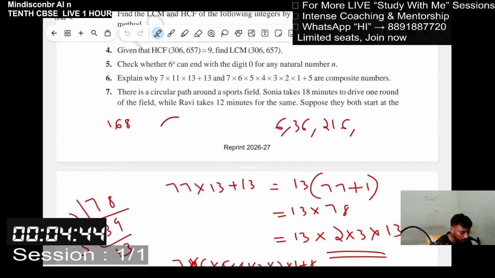There is a circular path around a sports field. Sonia starts from here and completes this rotation, taking 18 minutes to drive one round of the field, while Ravi takes 12 minutes for the same path. Suppose they both start at the same time and go in the same direction, after how many minutes will they meet again at the starting point? So we have to find out the LCM of these two numbers.